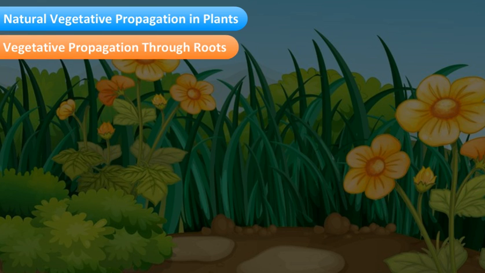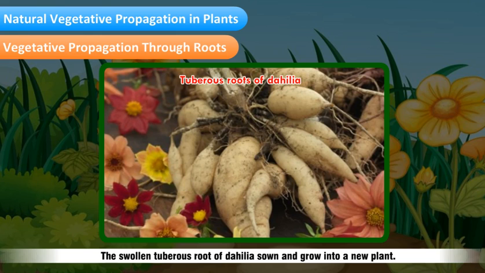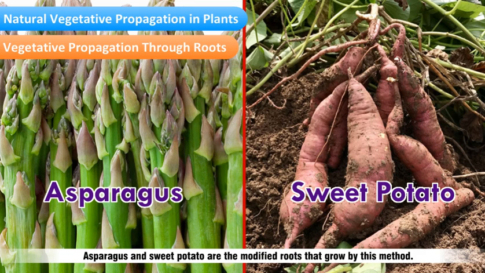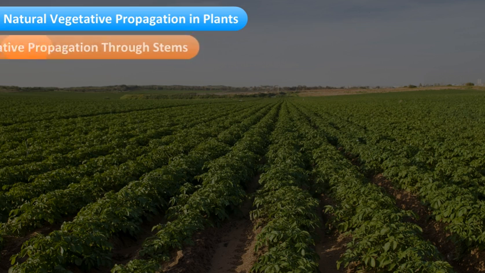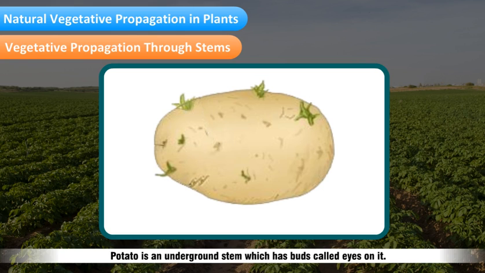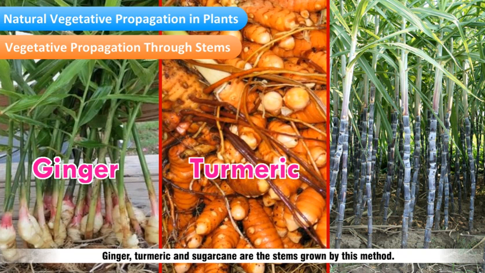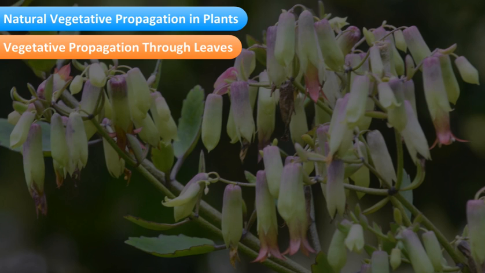Vegetative propagation through roots. The swollen tuberous roots of dahlia are sown and grown into a new plant. Asparagus and sweet potato are the modified roots that grow by this method. Vegetative propagation through stems. Potato is an underground stem which has buds called eyes on it. When the piece containing a bud is planted into the soil, it can grow into a new potato plant. Ginger, turmeric, and sugarcane are the stems grown by this method.